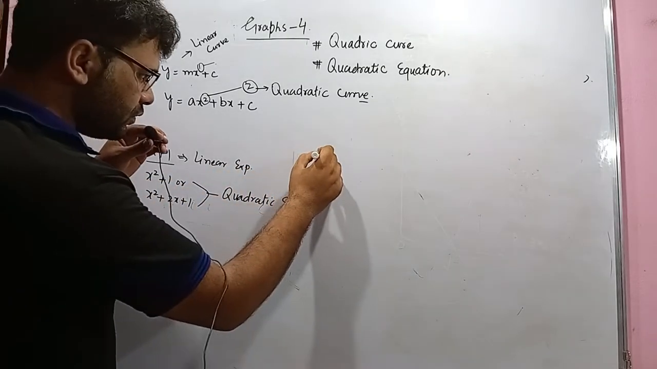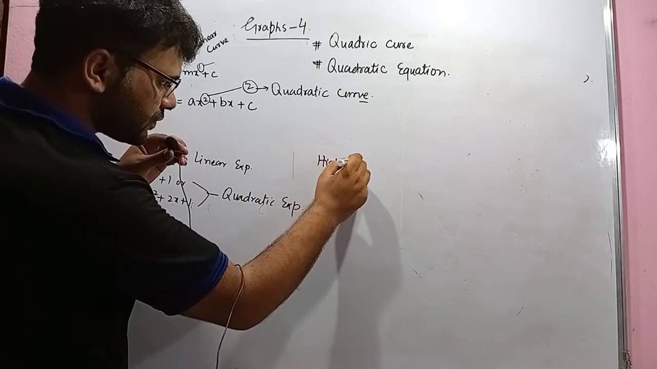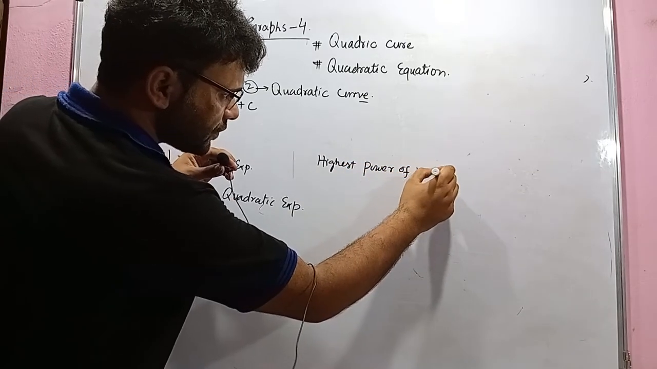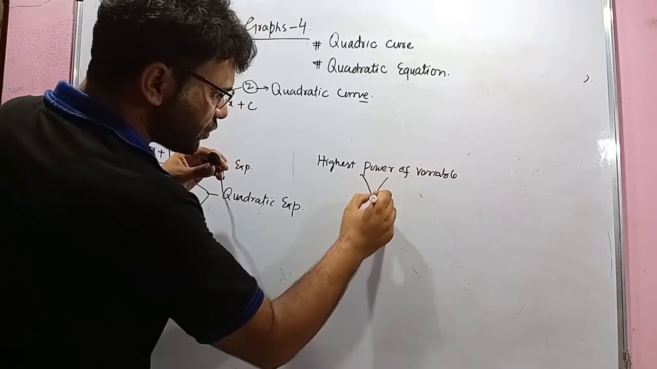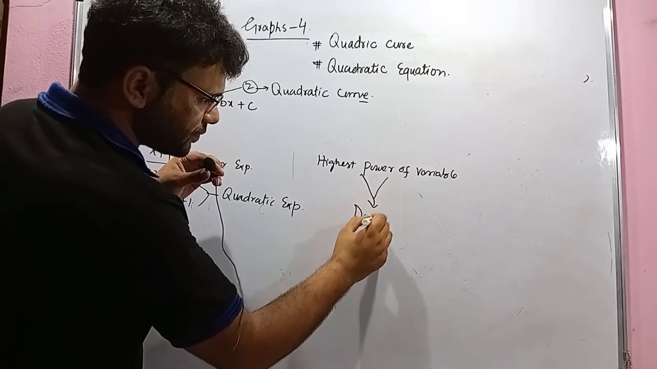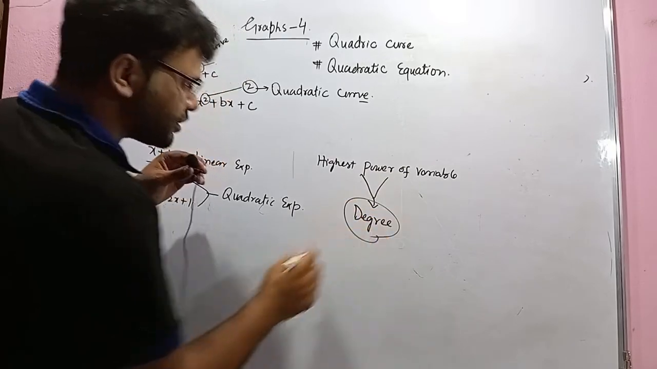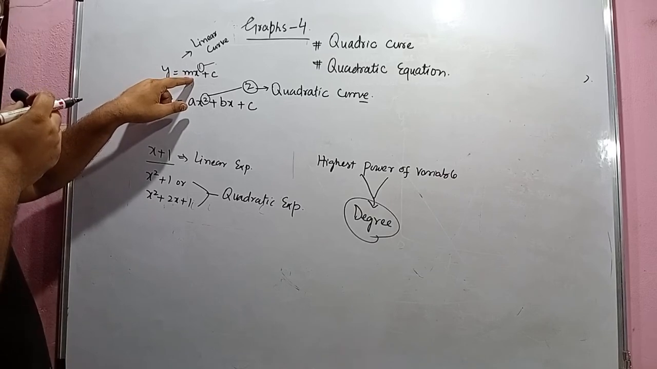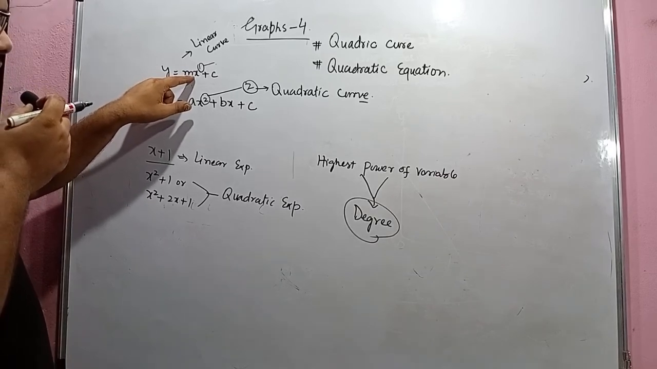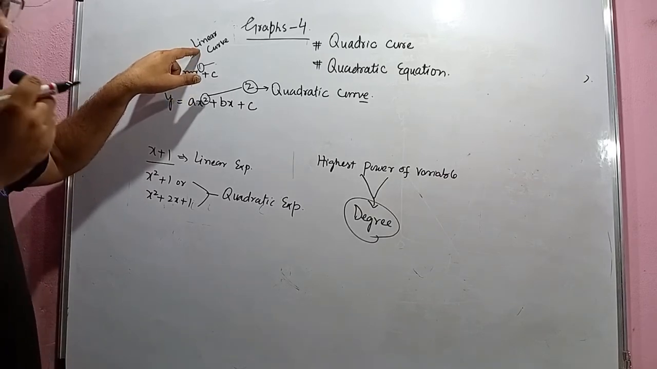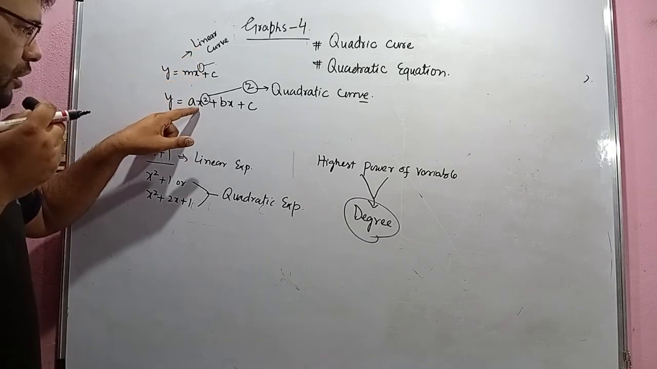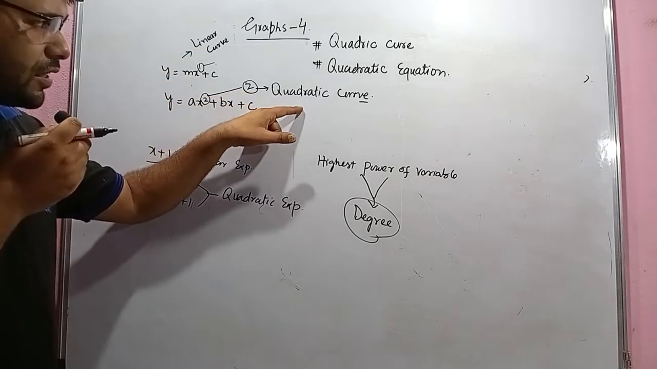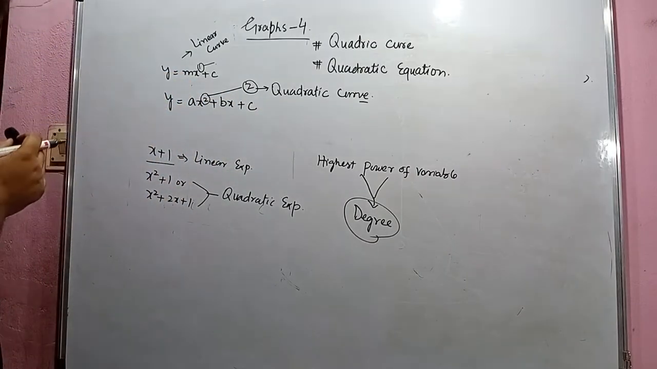When we are calculating the highest power of the variable in any expression, that is called the degree of that expression. So I can see here the degree of this expression is 1. That's why it's called the linear curve. Here the degree of this expression is 2. That's why it's called the quadratic curve.